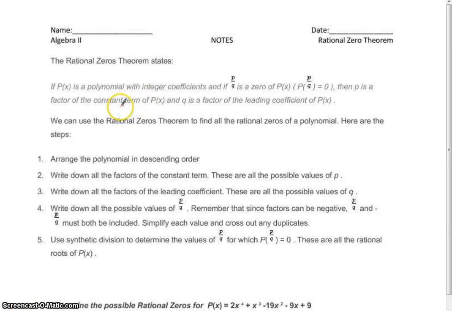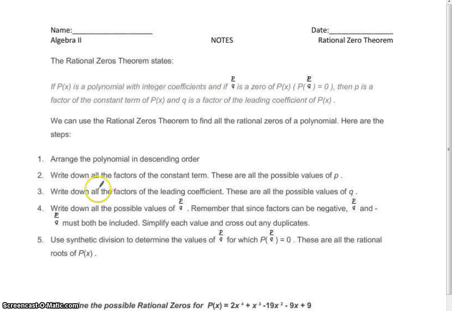Okay, Algebra 2. This is the rational zero theorem. This theorem is not extremely difficult. It is, however, kind of tedious, kind of long. Basically, we can use the rational zeros theorem to find all of the rational zeros of a polynomial. Now keep in mind a rational versus an irrational number. An irrational number is going to be like a square root that you can't reduce.